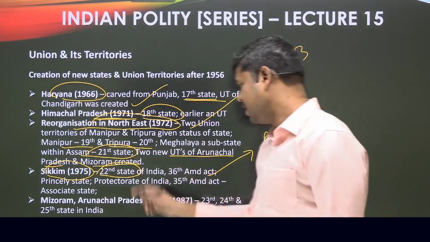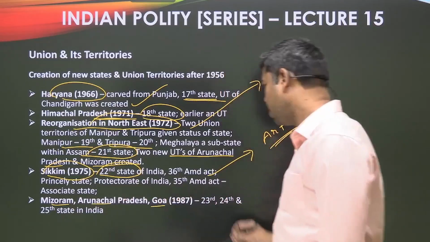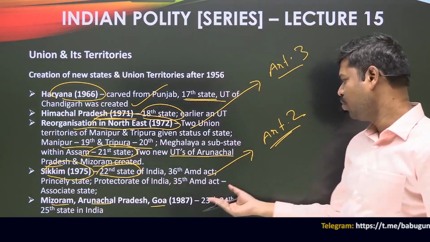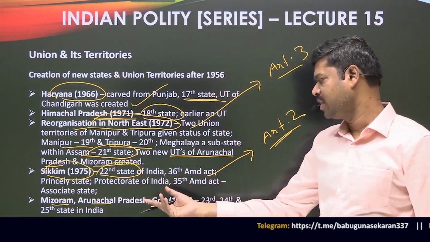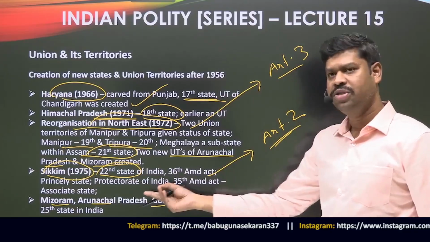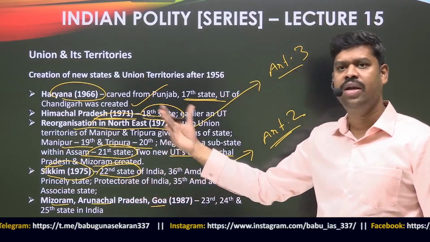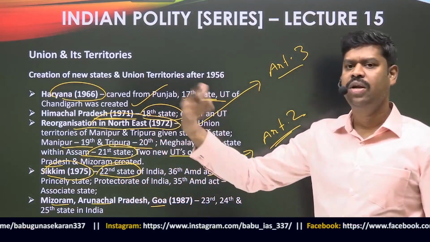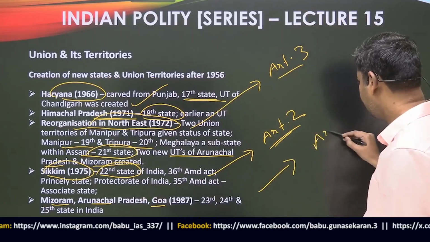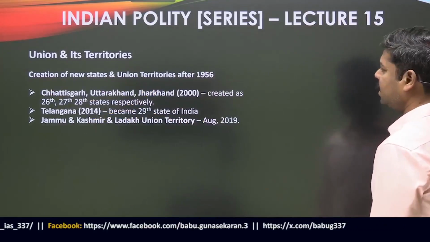And then the subsequent states to be created are Mizoram, Arunachal Pradesh, Goa. So all these have been given the status of a state. They become the 23rd, 24th and 25th state. Mizoram the 23rd state, Arunachal Pradesh the 24th state, and then Goa the 25th state. Now try to understand, all these were earlier union territories, and these union territories were conferred the status of a state. So these are all done under Article 3 of the Constitution. Alright. So this is basically what you'll have to understand.